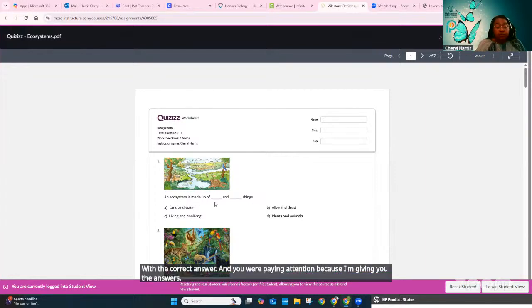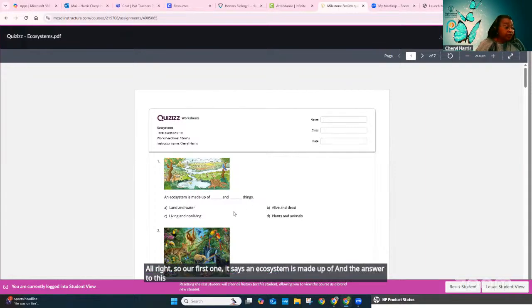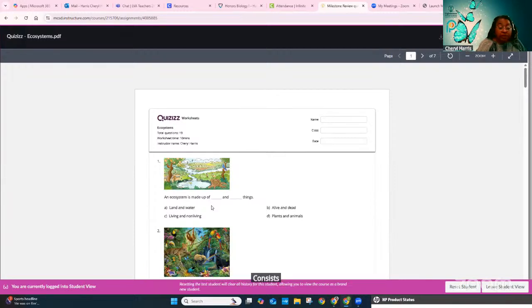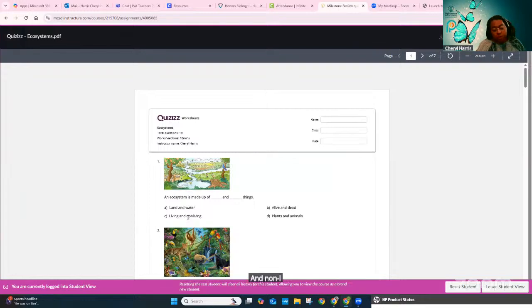All right, so our first one says an ecosystem is made up of, and the answer to this is living and non-living things. So that was what we just discussed in that picture. By definition, an ecosystem consists of all the living things, and those are our biotic factors, and all the non-living things. Those are our abiotic factors. And non-living things means the soil, the sun, the water, the air, the sunlight. All of those are necessary.